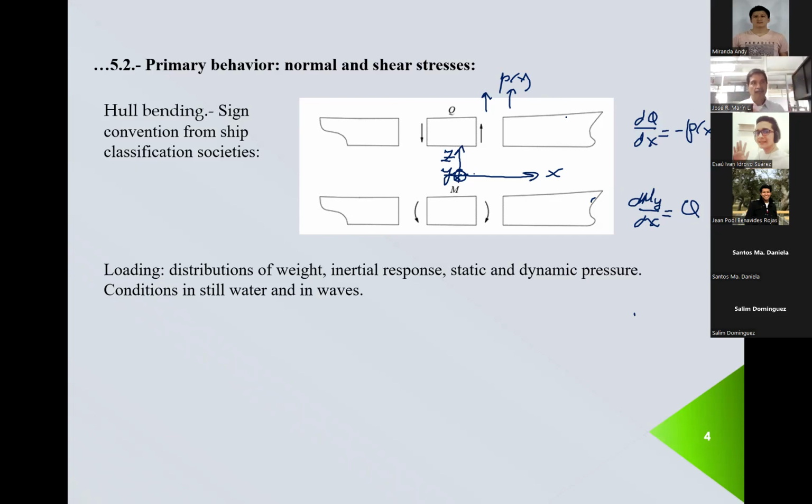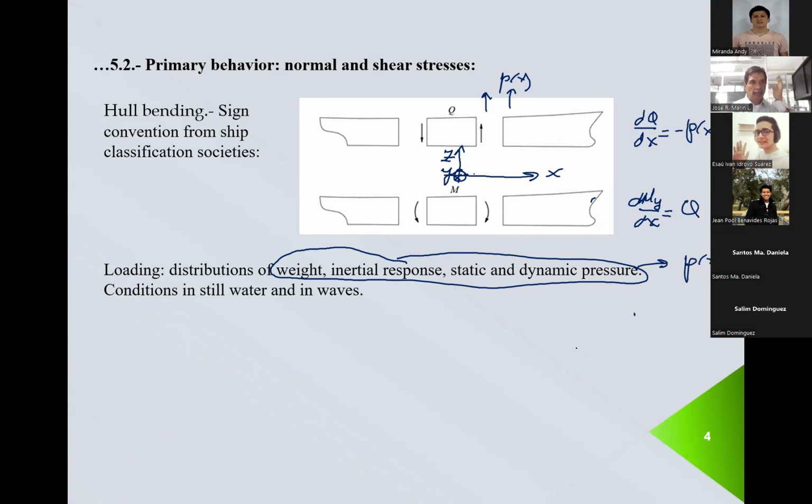Okay, so in a few seconds, I will mention that. Okay, and then we have static and dynamic pressure. So the three should be combined in order to produce P of X. Okay, so these three will produce a P of X.